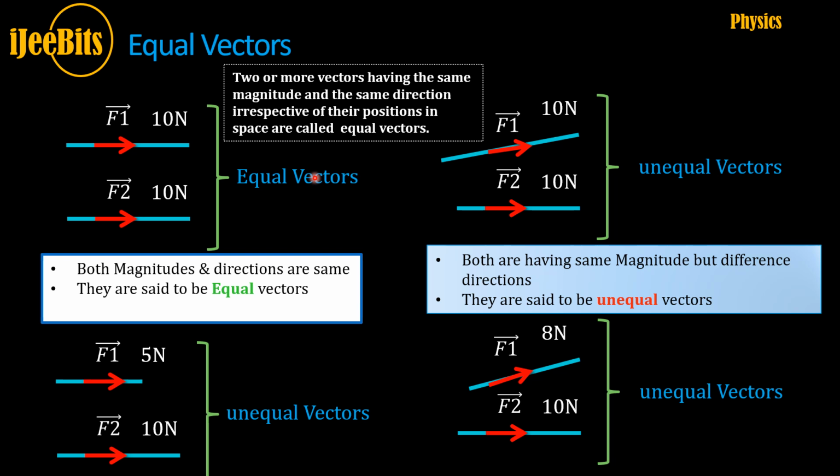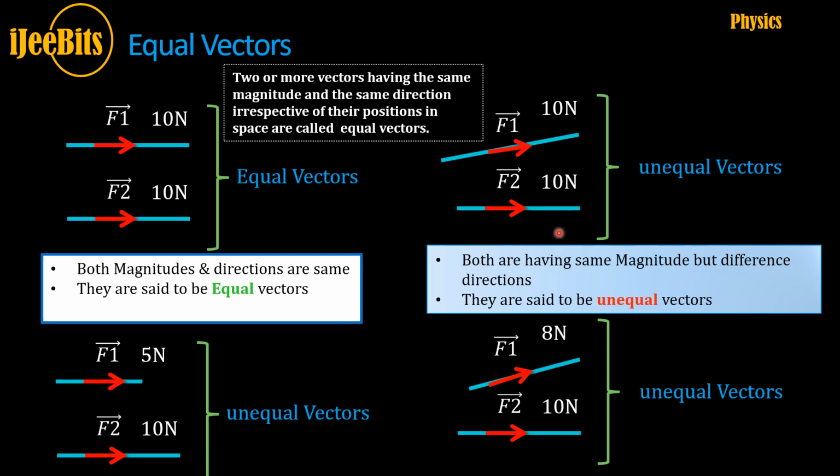Let's see the example. I have two forces, F1 and F2, and the length of each vector is 10 newtons. Both directions are towards the right. So the magnitude and direction of the two vectors seem the same, and hence I can call these two vectors equal vectors. Both magnitude and direction are the same, so they are said to be equal vectors.